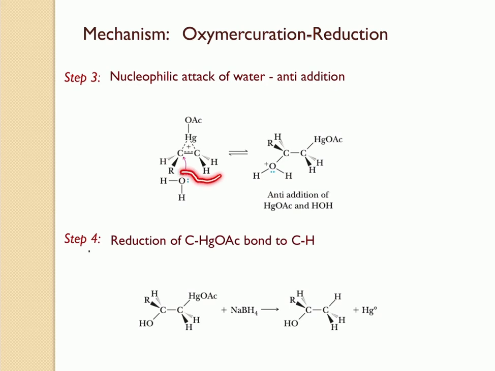So once the cyclic mercurinium ion is obtained, it will then be attacked by the nucleophile. Here water is the nucleophile, and remember this has to go in the position that's opposite to that of the cyclic 3-membered ring structure. So it will come in a direction that is opposite to that of the leaving group. So here is your leaving group. This HgOAc is going to leave from this carbon, right?